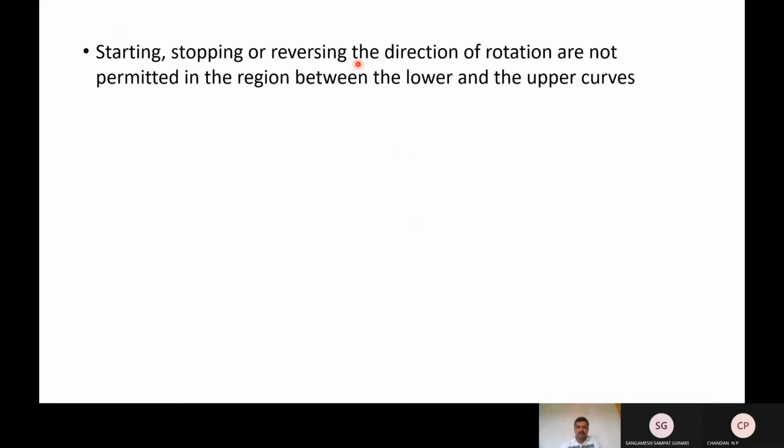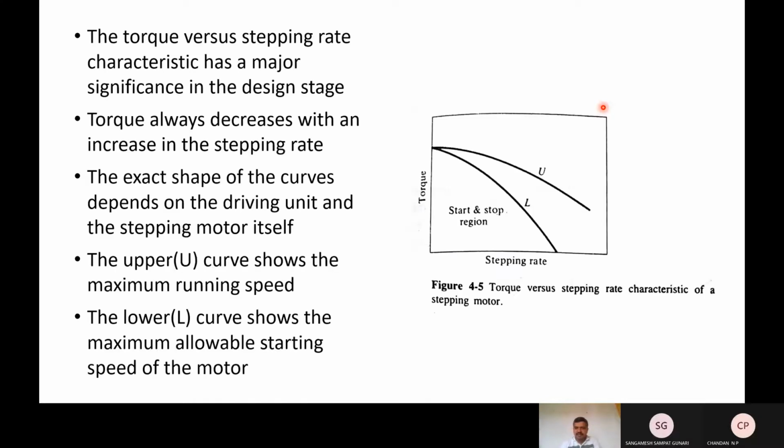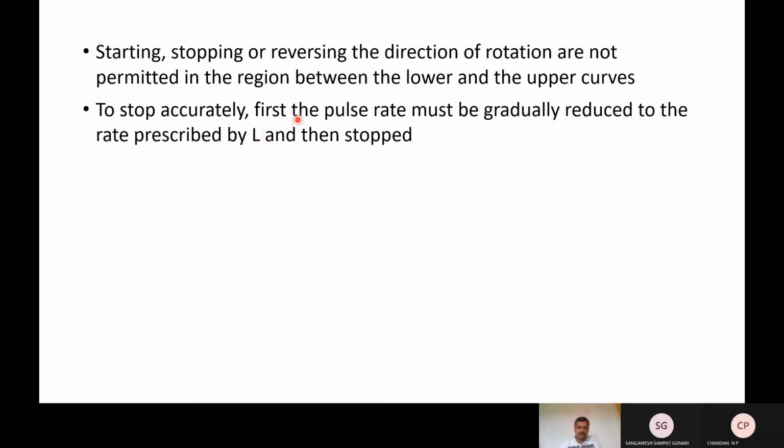Starting, stopping or reversing the direction of rotation are not permitted in the region below the lower and the upper curves. So that means the region above L and below U: in this region, starting and stopping the motor is not permitted. To stop accurately, first the pulse rate, that means input to the motor, should be reduced. To stop accurately, first the pulse rate must be gradually reduced to the rate prescribed by L and then stopped.